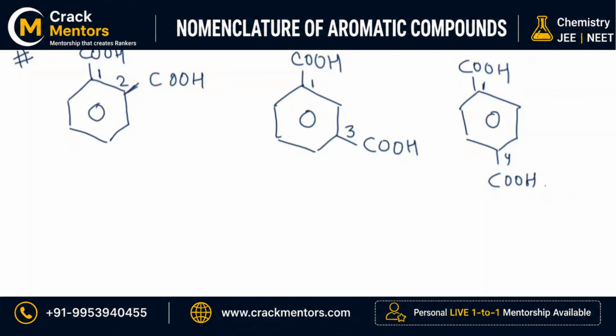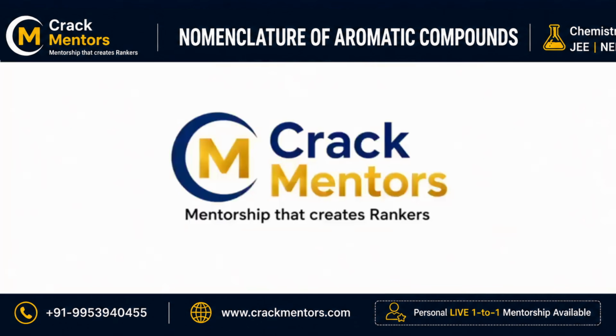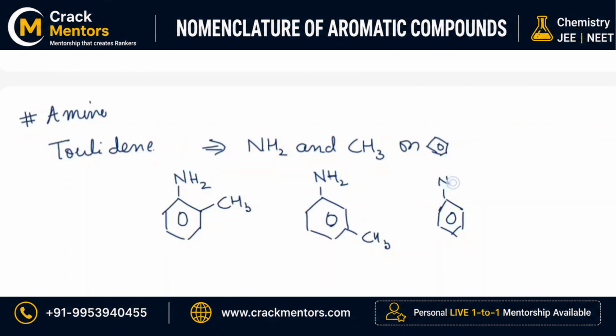So for this I don't write benz 1 comma 2 dioic acid. This is not the naming pattern in the case of benzene. In the case of benzene, we follow dicarboxylic, right? Dicarboxylic naming pattern. Can be written as this. Any problem?